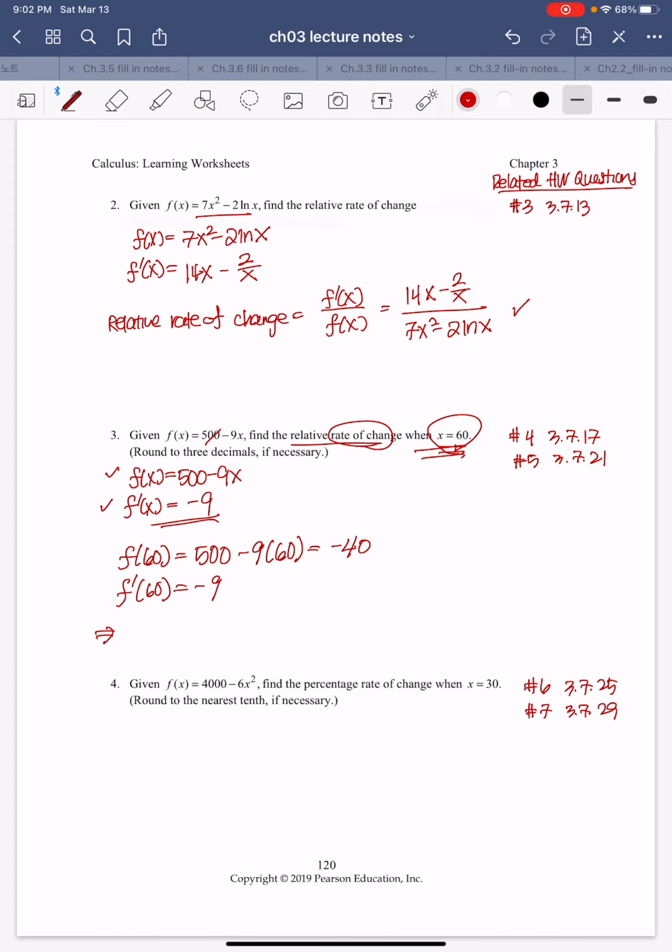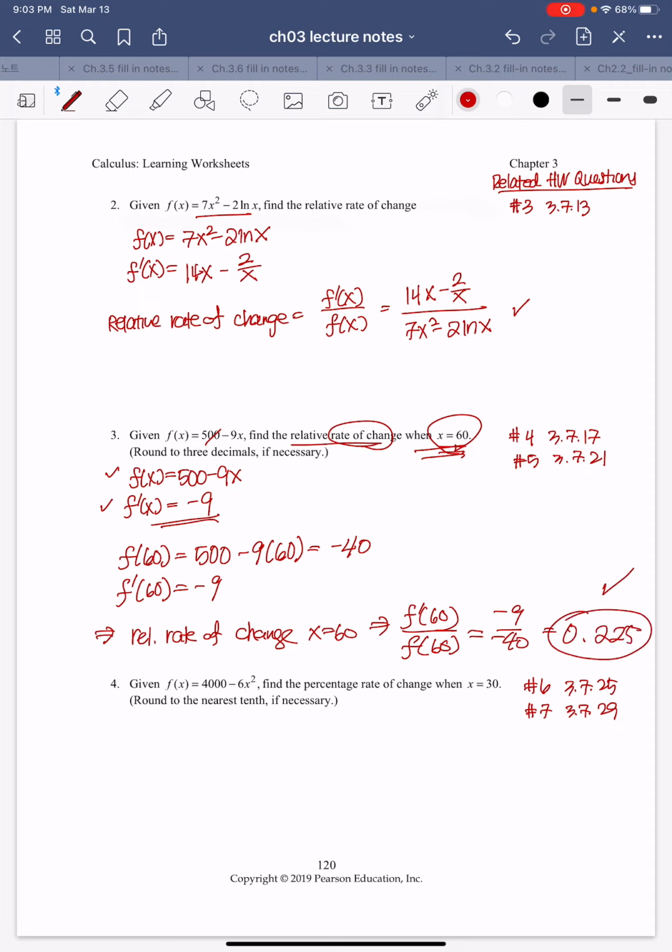Therefore, the relative rate of change when x equals 60 is f prime of 60 over f of 60. So I get negative 9 over negative 40. In decimal, that will be 0.225. Okay, very simple and easy.